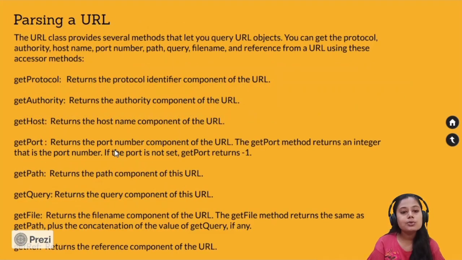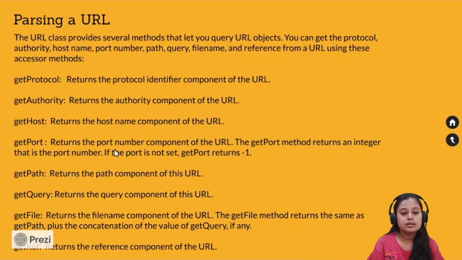Now, we will see how to parse a URL and the methods for parsing a URL. The URL class provides several methods that let you query URL objects. You can get the protocol, authority, host name, port number, path, query, file name, and reference from a URL using these accessor methods. First method is the getProtocol method. It returns the protocol identifier component of the URL. Next method is the getAuthority method. It returns the authority component of the URL.